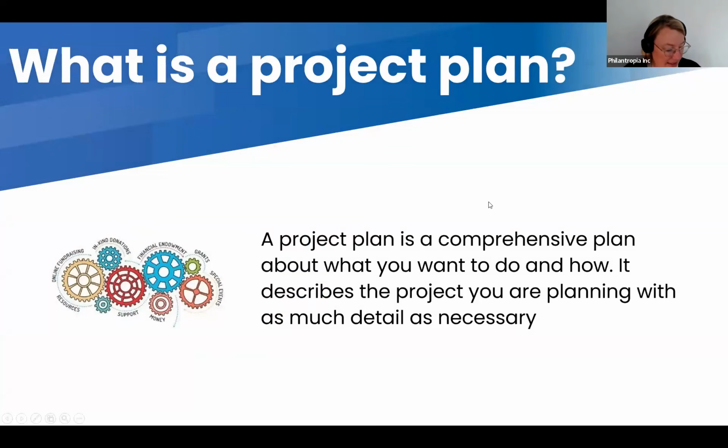So starting, what is a project plan? A project plan is a comprehensive plan about what you want to do and how you want to do it. And it describes the project you're planning with as much detail as necessary. So it's basically the concept, the structure that you want to follow to implement a project. It describes exactly why you want to do something and how you want to do it. So it focuses on the action points, on the activities that you want to implement. It describes what you want to do.